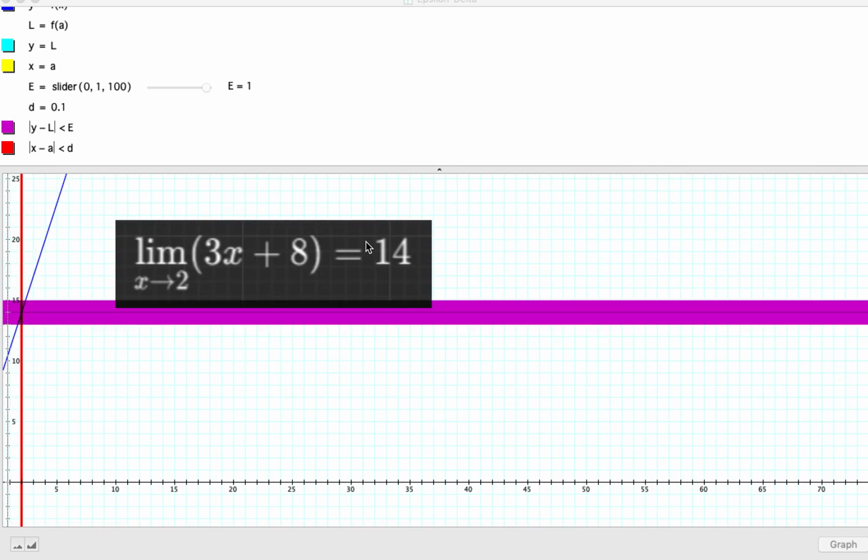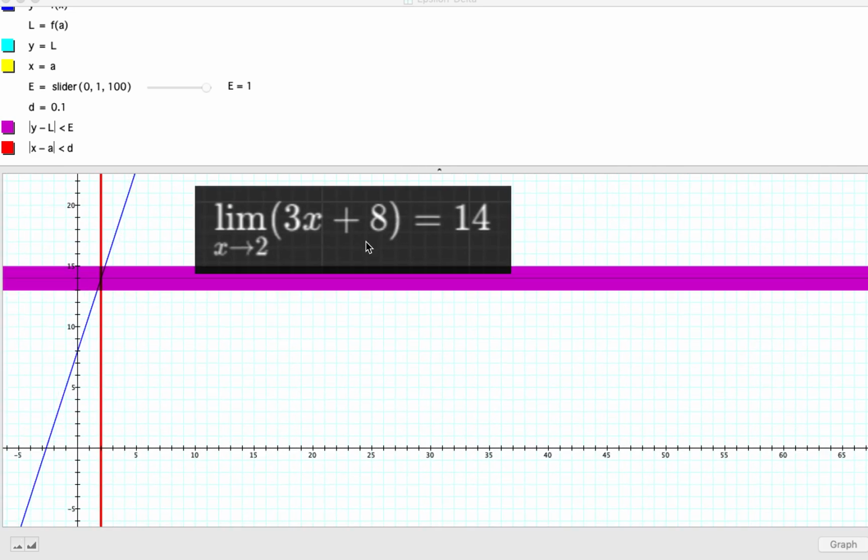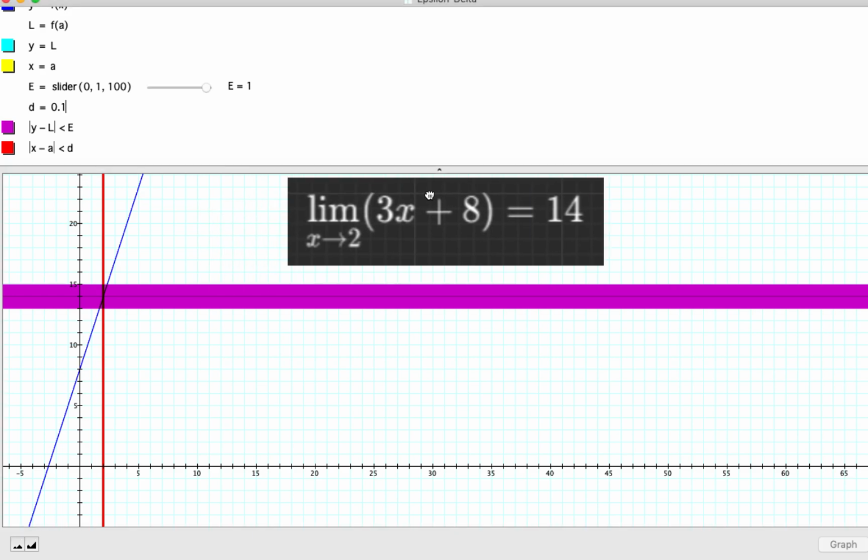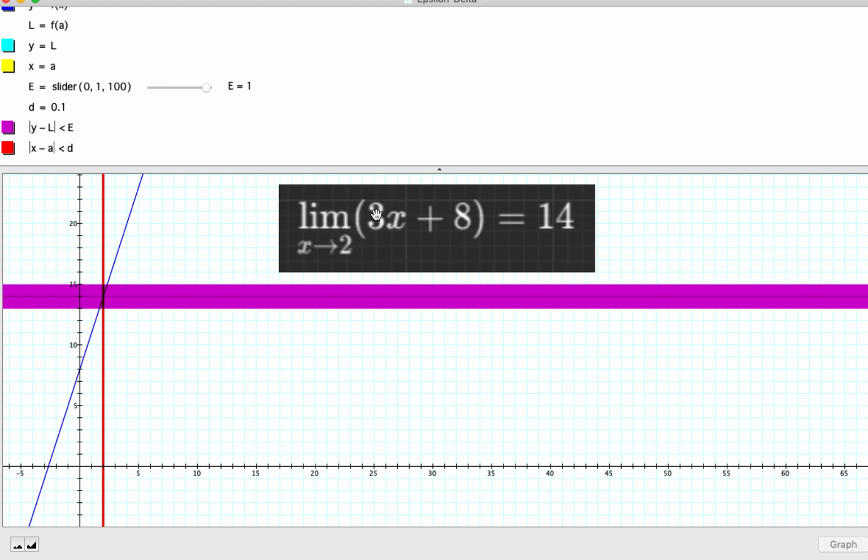I want to take a look at limit problems graphically, what this really means. The actual problem we're dealing with here is the limit as x approaches 2 of 3x plus 8 equals 14. It'd be an easy thing to do with direct substitution. It's a pretty easy, straightforward limit. If x is equal to 2, you're going to get 6 plus 8, which is 14.